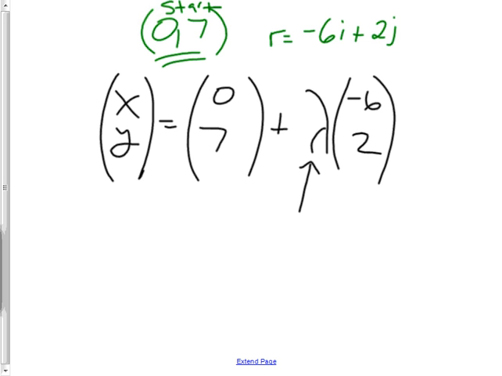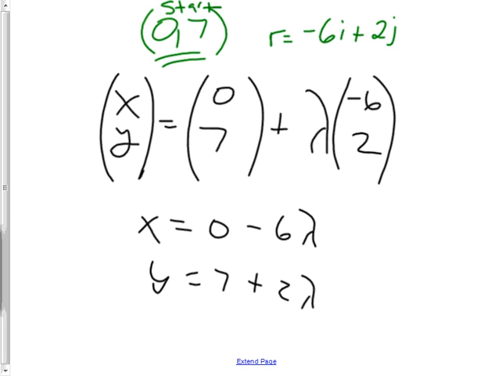All right, good. So next is, how do you change that to parametric? You just multiply across the top. You got x equals 0 plus lambda negative 6. So 0 minus 6 lambda. And y will be across the bottom. It's not really multiplying, but you take it from the bottom. Y equals 7 plus 2 lambda. There we go. Is that what I wanted? No, I wanted what? Cartesian.